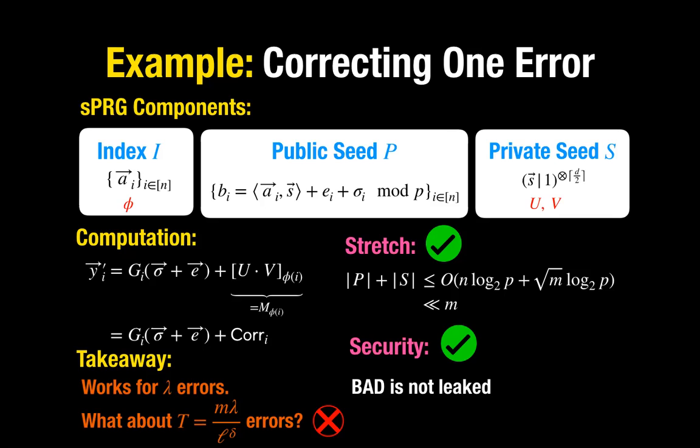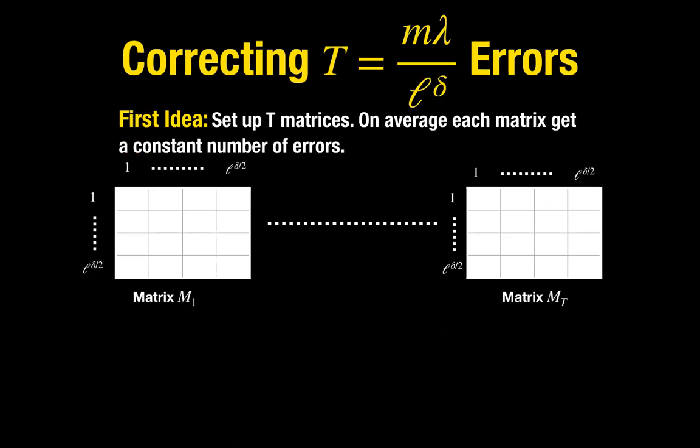But in our case, actually, the number of errors that we need to handle is much more than that. It's something like m lambda by L to the delta. Okay, it's only a fraction less than m. So we need to improve on this idea. And in fact, that's what we did. We extended this idea. This extension is as follows.